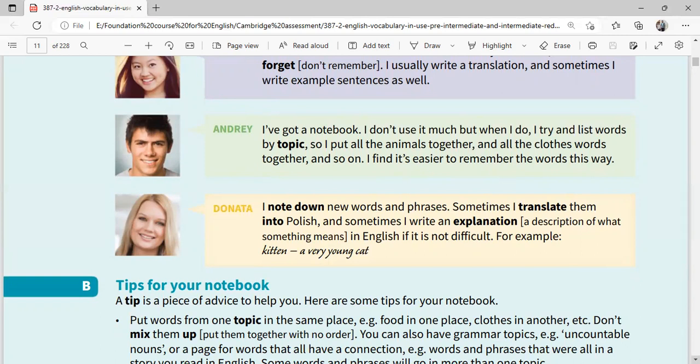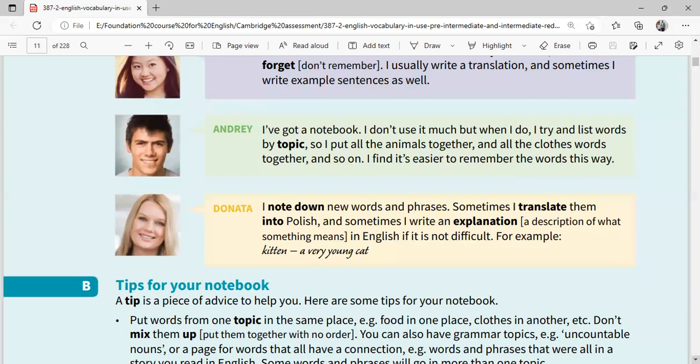Donata: I note down new words and phrases. Sometimes I translate them into Polish, and sometimes I write an explanation, a description of what something means in English, if it's not difficult. For example, kitten: a very young cat.